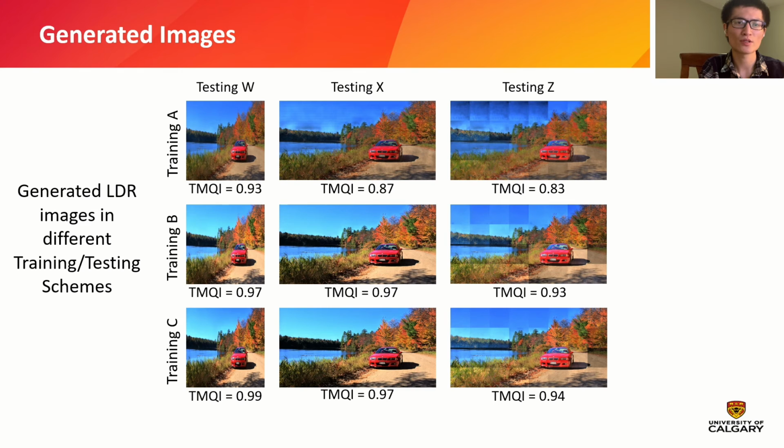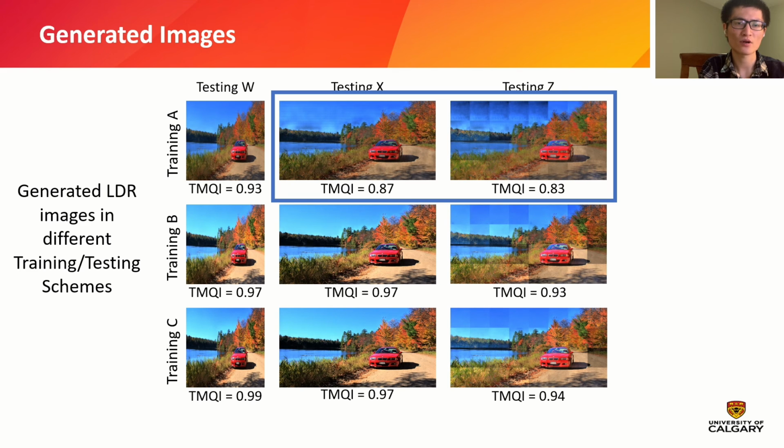This table shows the generated LDR image of one HDR scene in different training and testing schemes. LDR images in testing scheme W have higher TMQI, while many details are lost in the resizing operation. LDR images in testing schemes X and Z in training scheme A have lower TMQI with shadows around the trees because we only train adTMO with resized 256 images, as such many details from the original images are lost.